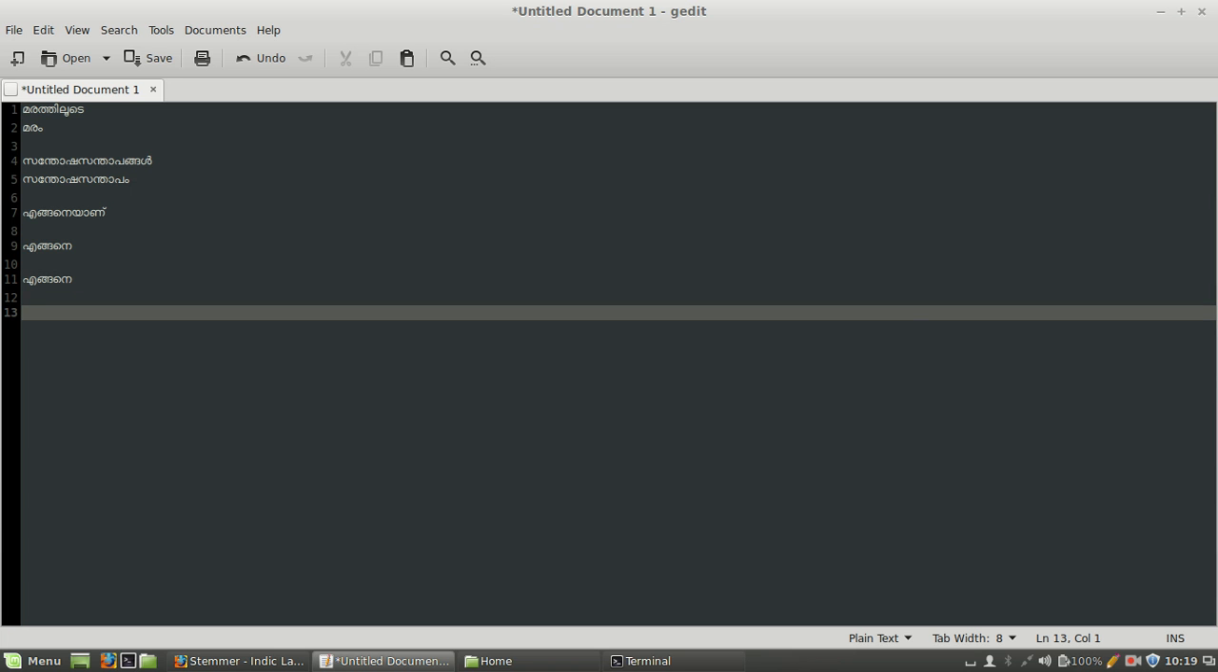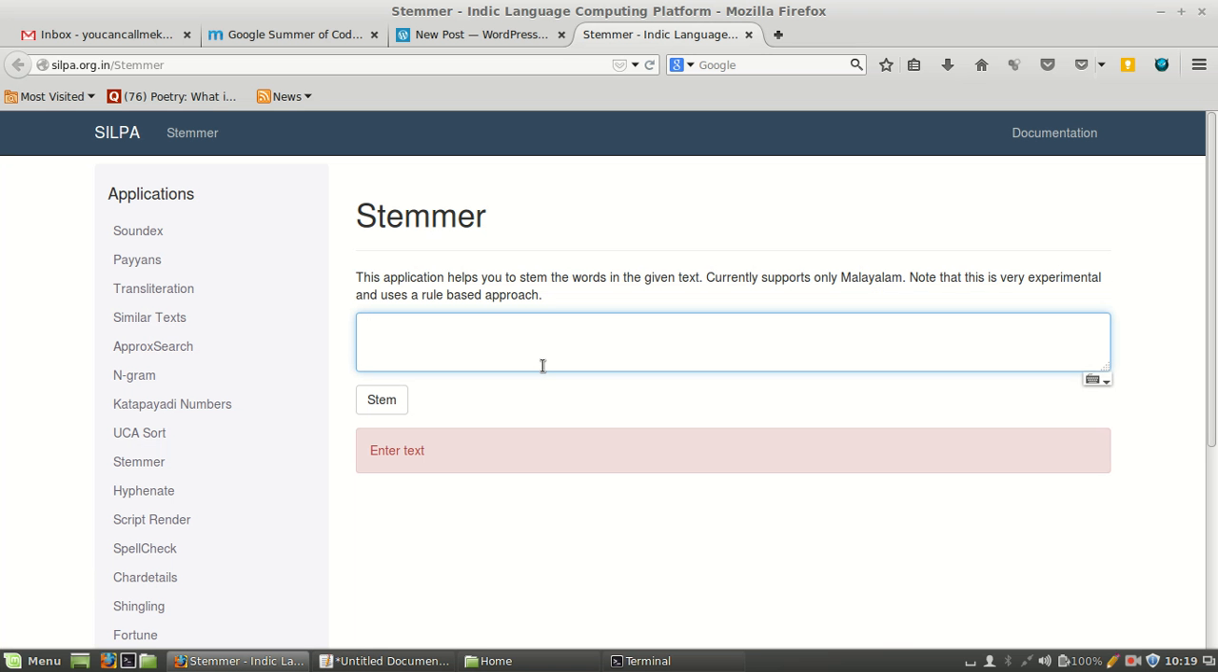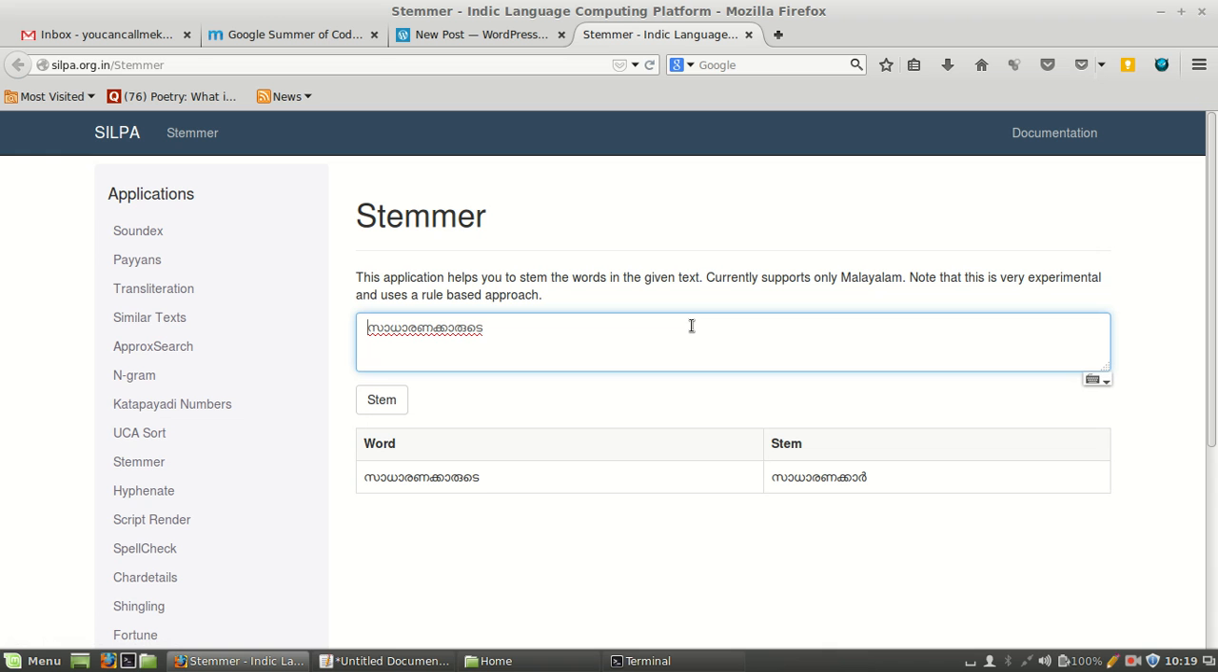And how is the stemmer that I've implemented different from, say, an existing stemmer? I'll take the Silpa stemmer as an example, and the Silpa stemmer works fine in most cases. For example, this is a pass case, and for Varnam, Sadharanakkar is suggested. This is nice. So that is a pass case as far as both the stemmers are concerned.